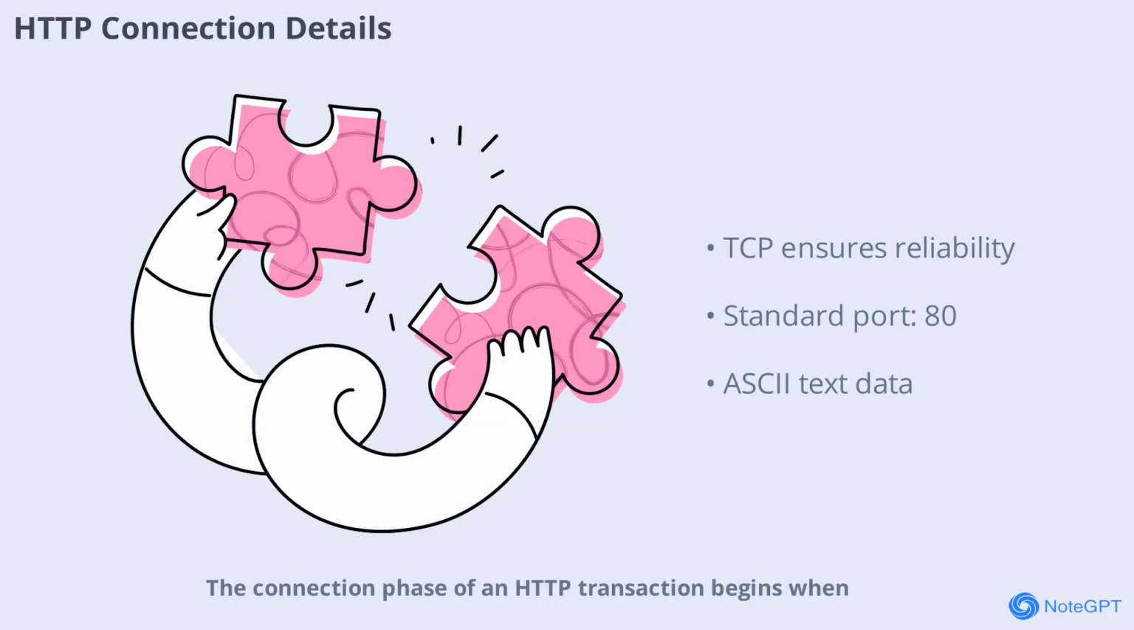The connection phase of an HTTP transaction begins when the client connects to the server using a TCP connection, usually at port 80. The translation of the server's address into a numeric IP address is handled by lower network layers. TCP ensures reliable delivery by breaking down large requests and responses into manageable chunks. Once the dialog is complete, the connection is closed. All HTTP data is expressed in readable ASCII text, making it easy to debug and analyze.